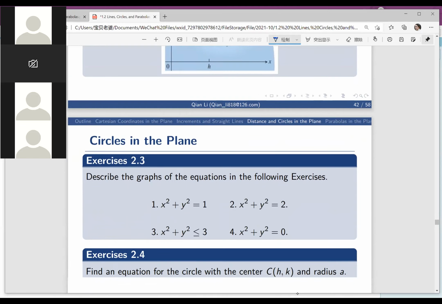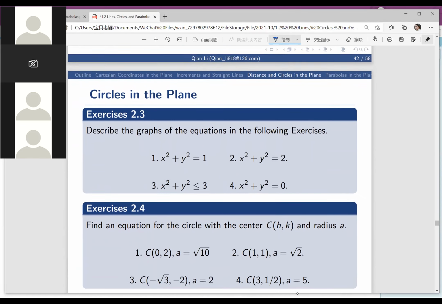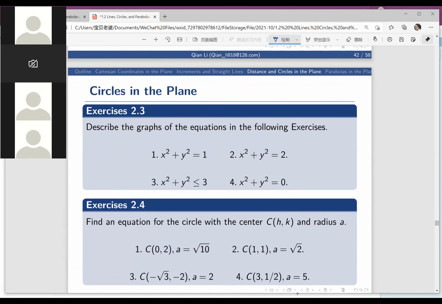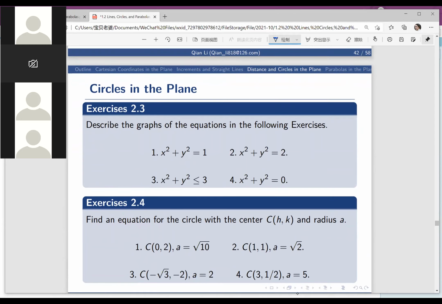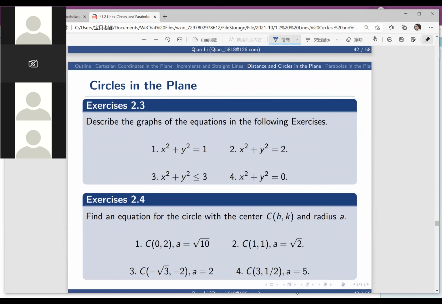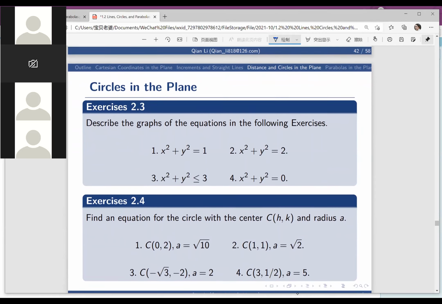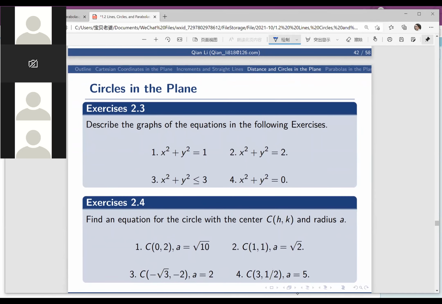Okay, let's see the following exercise. I'll give you some minutes to do this exercise. Exercise 2.3. Do this exercise, and then send your answer in the WeChat group. Okay.